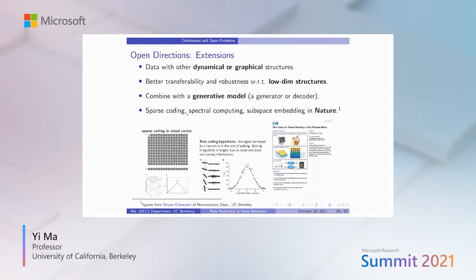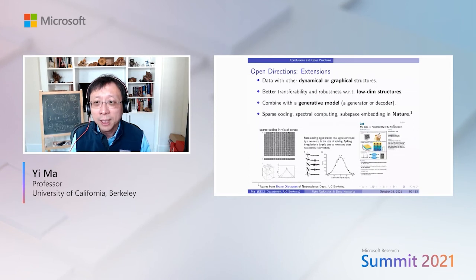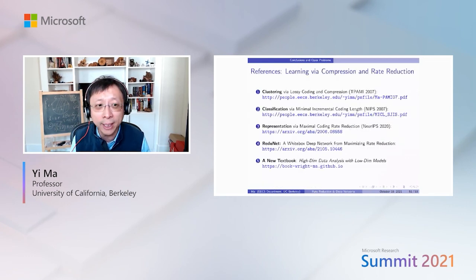But now we know deep networks are really trying to learn low-dimensional structures. Once we are able to get hold of those structures, we will definitely be able to make neural networks in the future much more robust and transferable. Also, the interesting thing is that you can see the necessary characteristics derived from this principle, such as sparse coding, spectral computing, and subspace embedding, already in nature. The human visual system has all these characteristics.